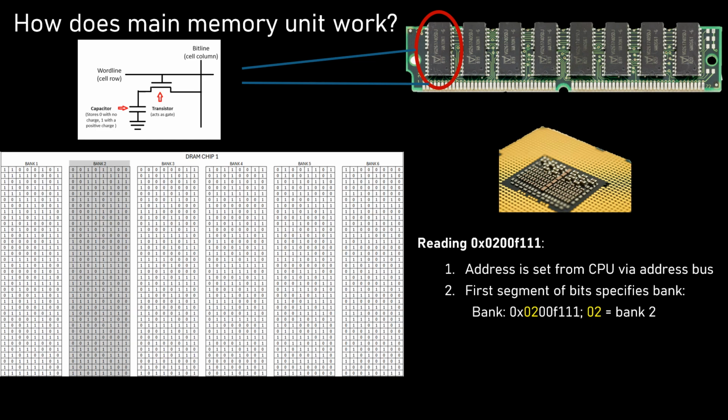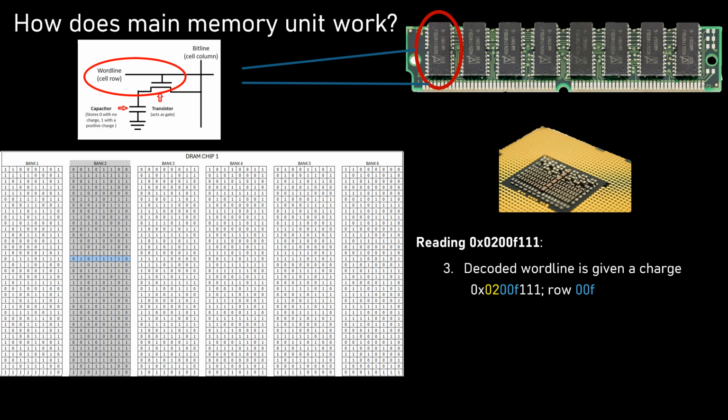The first segment of the address will correspond to one of the banks in an individual DRAM chip in the DRAM. In this case, 02 denotes bank 2, highlighted in gray in our example in the bottom left. The remaining part of the address is then used by the row decoder and the column multiplexer and column decoder to access the specific location within that bank. In this case, the row decoder sent a charge on the word line for row 00F, denoted in blue. This means that the transistor gate for every DRAM cell in that row is now turned on, connecting the charge held in the capacitor to their respective bit lines.